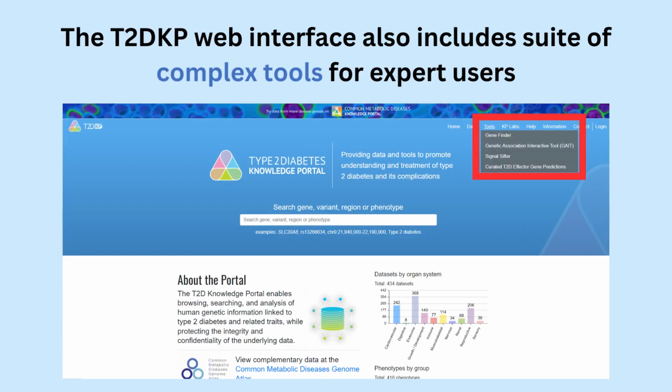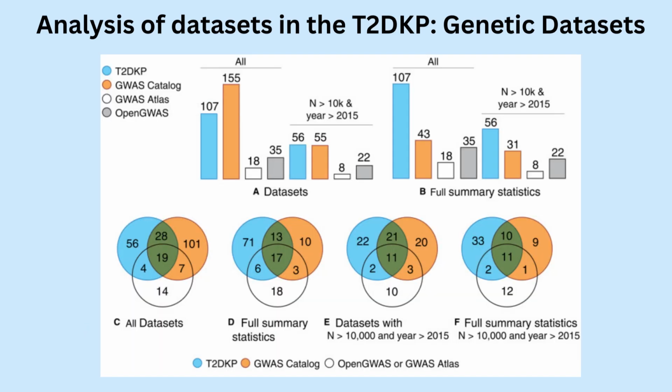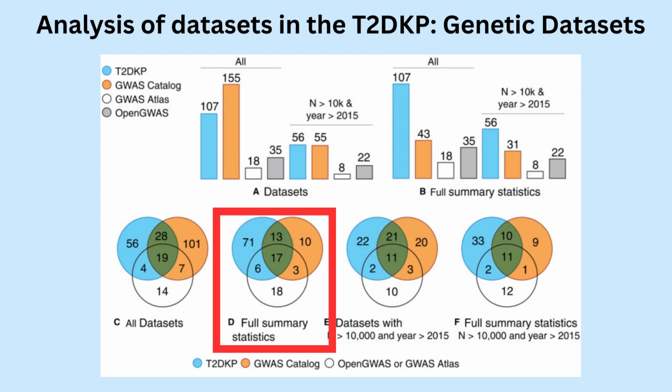We also include a suite of complex tools for expert users. As of October, the site contained 382 GWAS full summary statistic datasets. Comparing across three other disease-agnostic resources, our resource has the greatest representation of full summary stats. Since 2015, we have the greatest representation of datasets with over 10,000 samples, including 71 unavailable elsewhere.